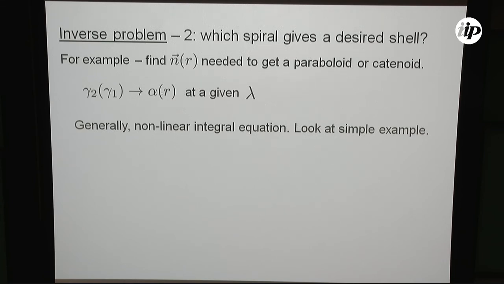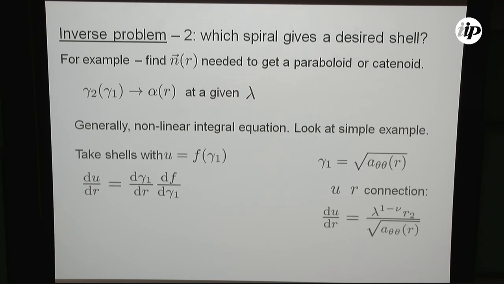So the problem is I have some gamma 2 of gamma 1, which is my shell of revolution. What is the alpha of r at a given lambda? So we get back to actually Jonathan's point. We'll come back to bite us. And generally, it's a nonlinear integral equation.